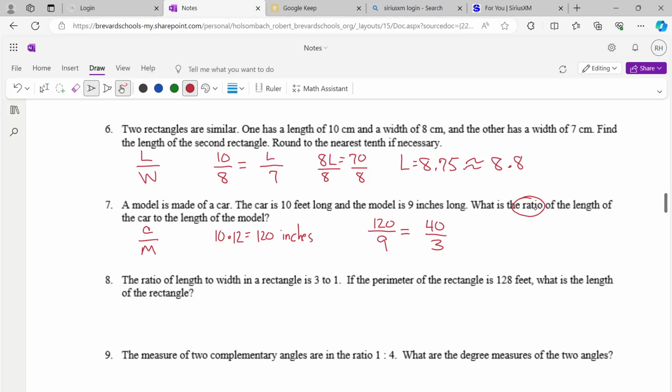So what is the ratio of the length of the car to the model? That's 40 to 3. Can also be written this way, 40 to 3. When they're asking for the ratio of the length of car to model, whatever's listed first goes in the numerator, or whatever's listed first goes first if you're listing horizontally.